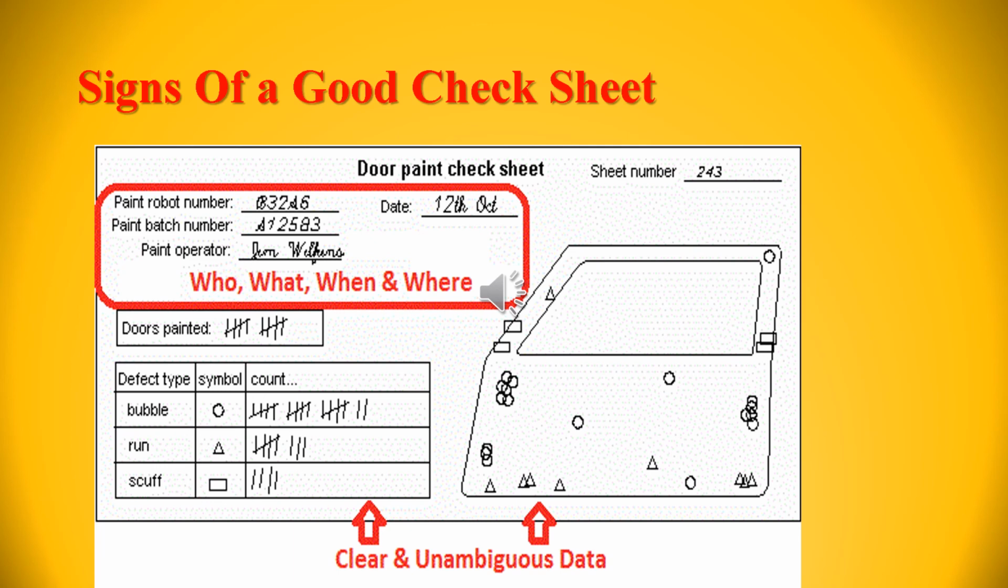Another example. Here you can see who, what, when and where very easily. They have given the date, the period, the batch numbers and the person who is going to collect the data and everything. Then after that the data is very clear. You can see the number of frequencies, and through that location diagram they have shown the places clearly.